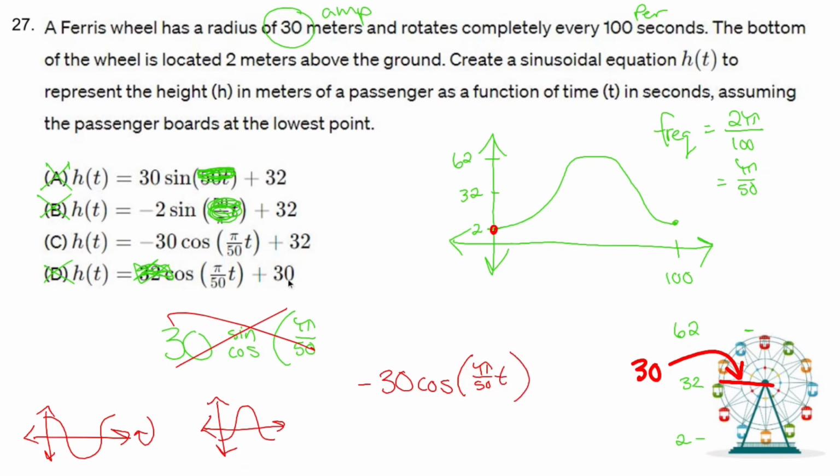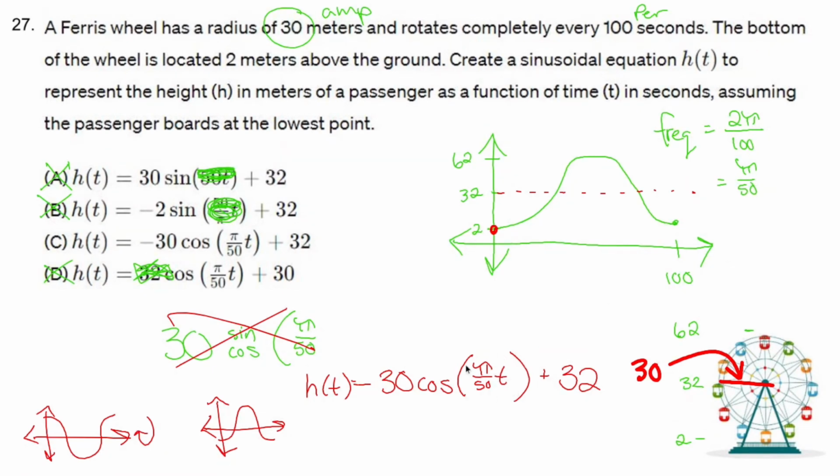And if you're wondering, well, wait, where do these numbers come from? 32 is the midline. You always add the midline to the very end here. So my equation is h of t equals negative 30, because again, it's negative cosine. It starts at the bottom. Why is it 30? Because the amplitude's 30. Pi over 50. Why is it pi over 50? Well, the period was 100, and the frequency can be found by doing 2 pi over 100, pi over 50.